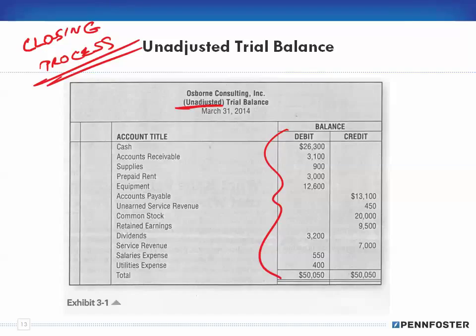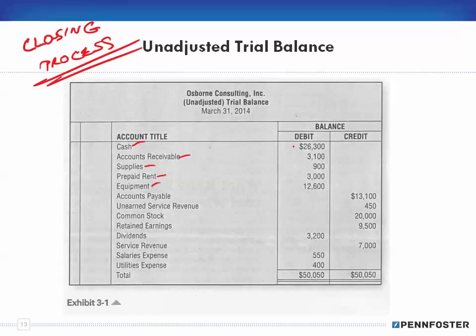So at the end of the accounting period, we end up creating an unadjusted trial balance. And again, these balances in these accounts are not correct. The accountant goes down and looks at each and every account, and as he looks at each and every account, he's making sure that that's the correct balance in those accounts.